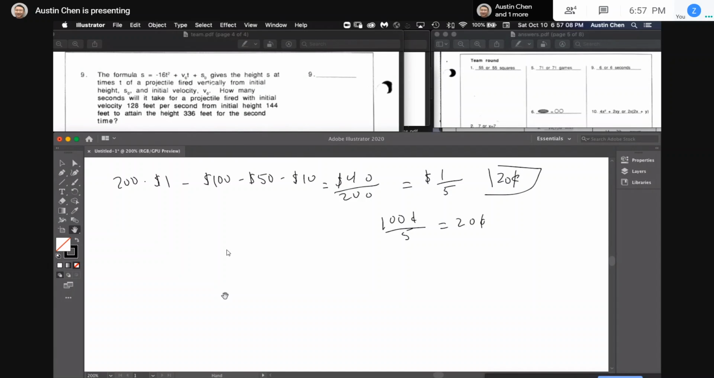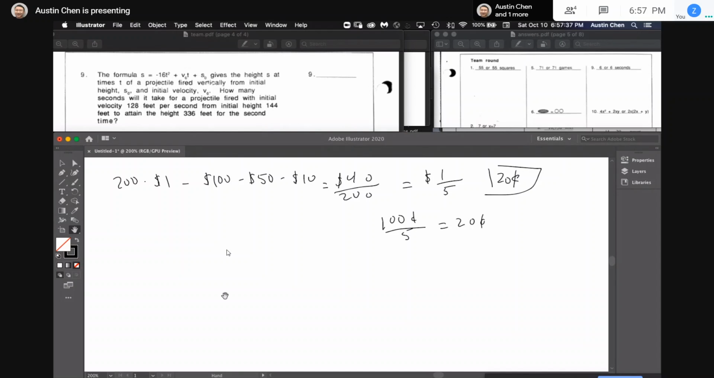Yep. Okay, the formula S equals negative 16t squared plus v0 t plus s0 gives the height S at time t of a projectile fired vertically from initial height s0 and initial velocity v0. How many seconds will it take for a projectile fired with initial velocity 128 feet per second from initial height 144 feet to attain the height 336 feet for the second time?